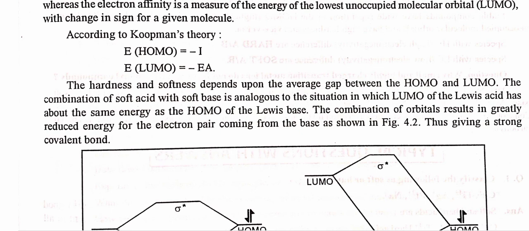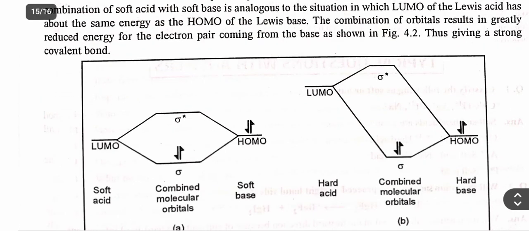The combination of soft acid with soft base is analogous to the situation in which the LUMO of the Lewis acid has about the same energy as the HOMO of the Lewis base. The combination of orbitals results in greatly reduced energy for the electron pair coming from the base, as shown in figure 4.2, thus giving a strong covalent bond.